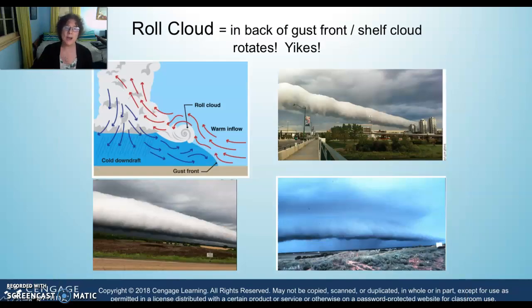You may see right in back of the shelf cloud a roll cloud, and those are very scary. They tend to, and we'll get into this a bit more, roll and have a horizontal axis to them. You can imagine that if this cloud was already rolling and it got an updraft underneath it, you'd have a tornado funnel right there. And that's a big part of what we're going to be looking into.